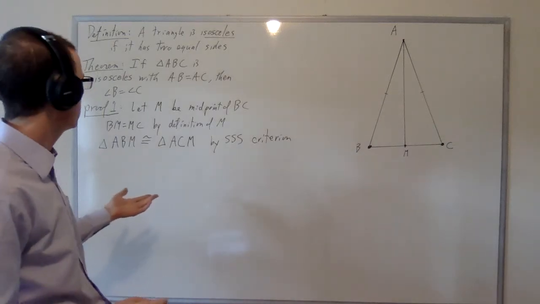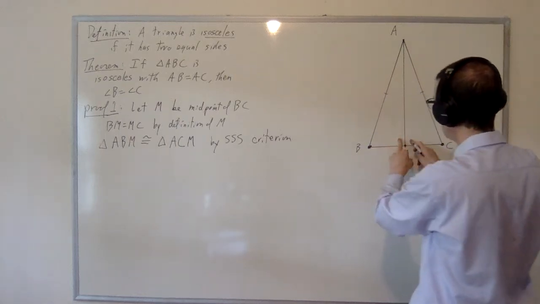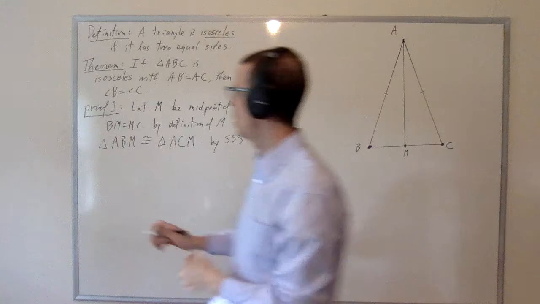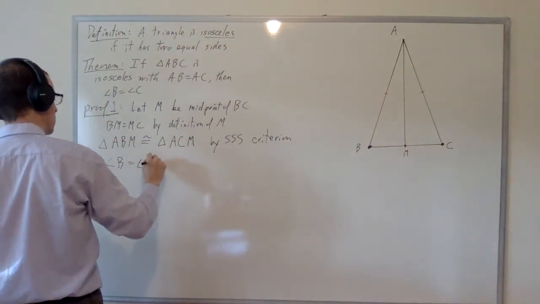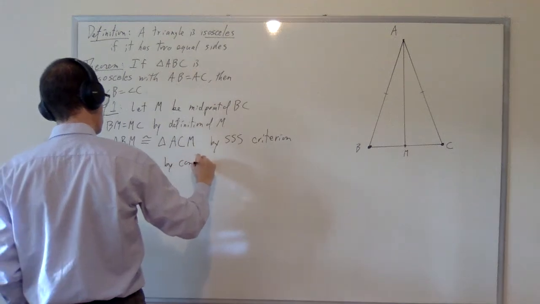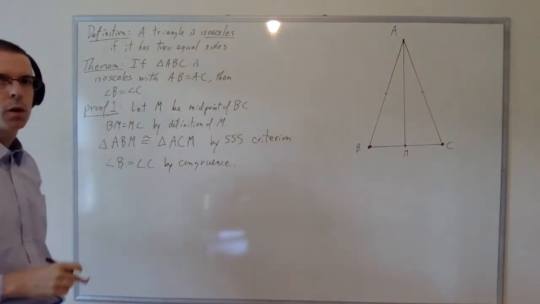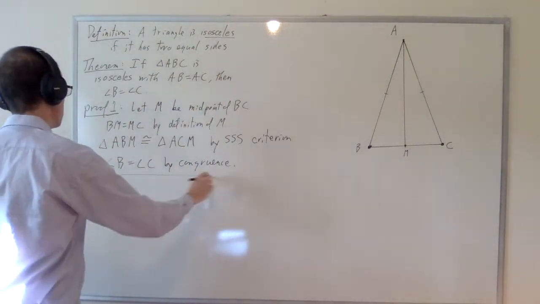And what angles would we like to say are equal? The point here is to prove that these angles are equal. And so I'll say that angle B equals angle C by congruence here. And then we're done, because that was the point of the theorem, to conclude that angle B equals angle C. So that's the first proof complete.